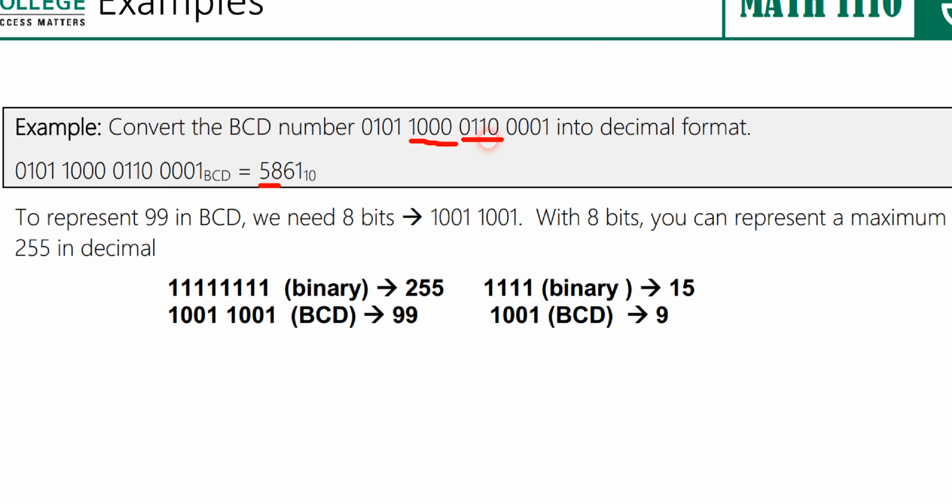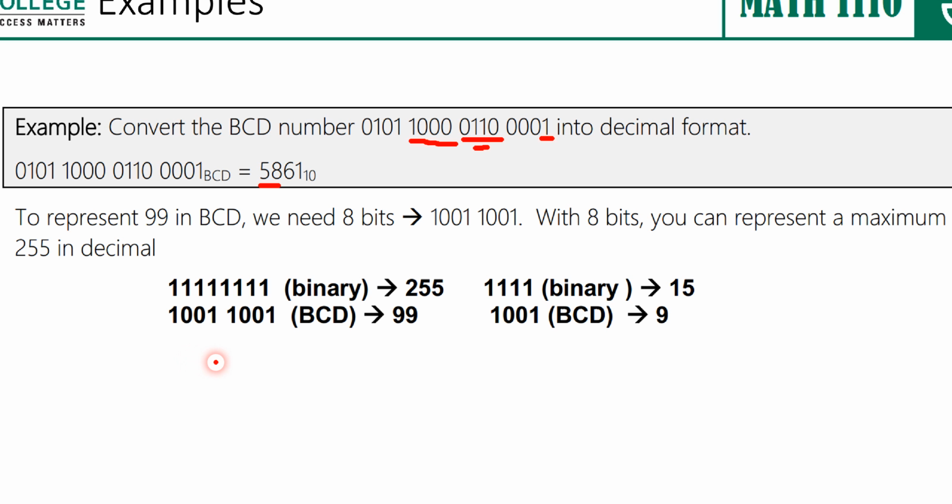Similarly, I'm going to check this. So that's the 2 and 4, right? So 2 and 4 equals 6. So I have 6, and this is just the first bit on, so that's a 1, right? So I'm going to write it 5, 8, 6, 1. So this is how you really convert from BCD to decimal.